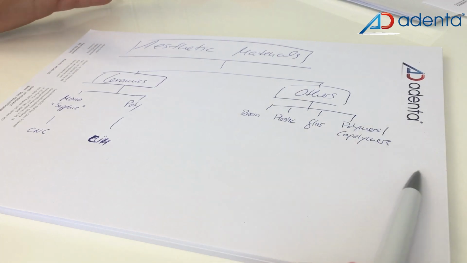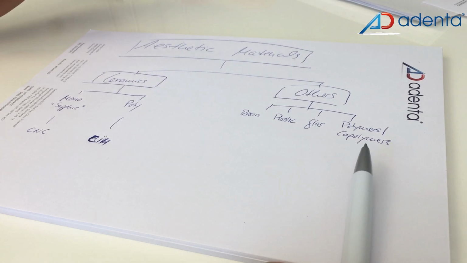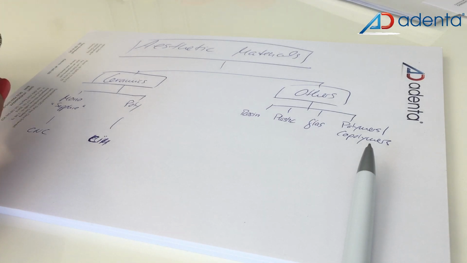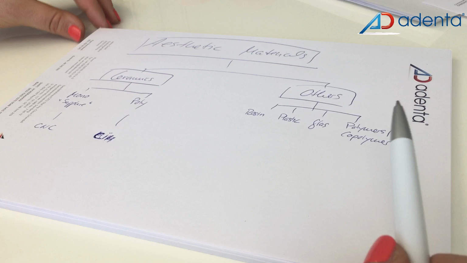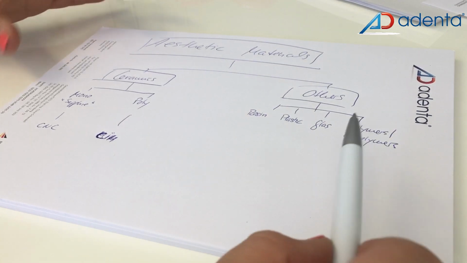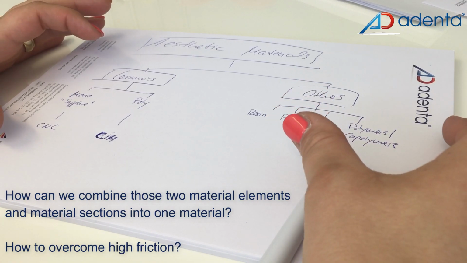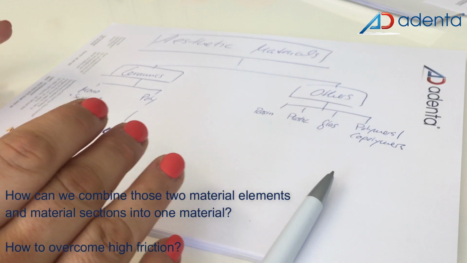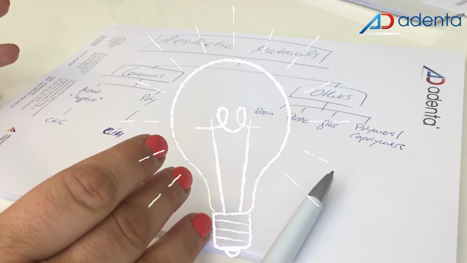So now being left with the options on the market, also including the effect that ceramics tend to abrade the enamel when you have contact points, we at J-DentalHub thought about how we can combine those two different material elements into one material, and also overcome one of the biggest disadvantages, which is high friction.